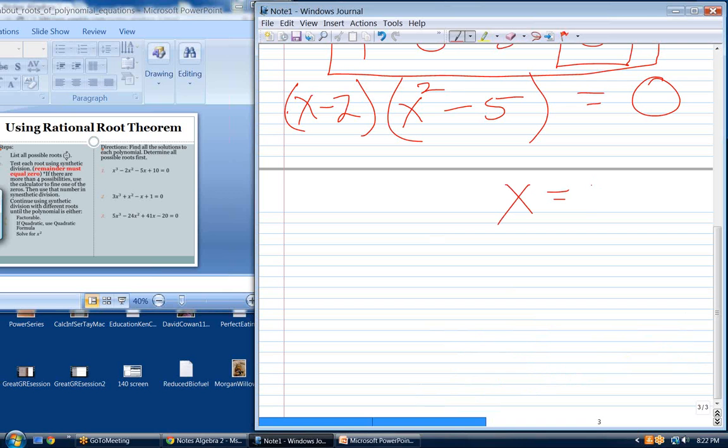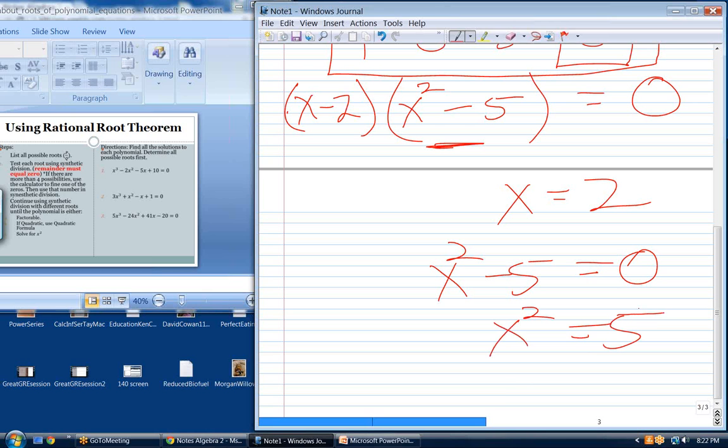No? Just 2? Yeah, because what I'm doing is I'm solving this equation. X minus 2 equals 0. So X equals 2. Only 2. Now I got to solve the other factor. This is the other factor. So X squared minus 5 also could be 0. So X squared equals 5. And what does X equal? Root 5. Plus or minus root 5.